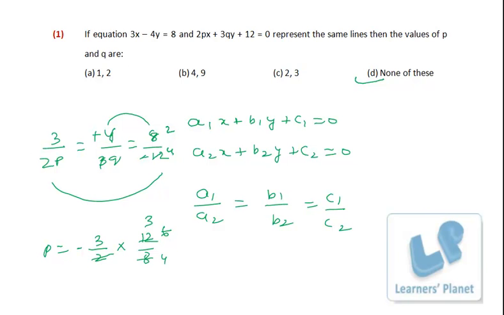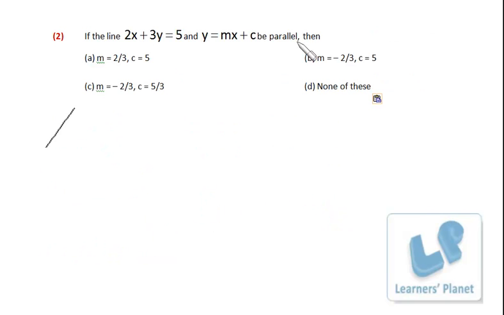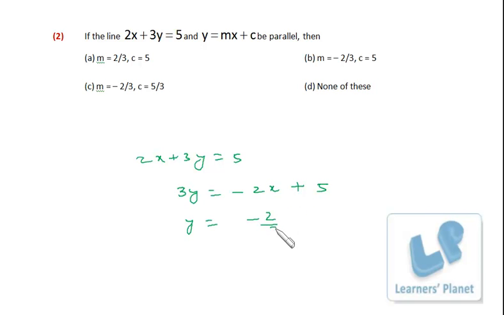Okay, pretty simple. Now if the line this and this be parallel, then now if two lines are parallel, their slopes are equal, right? So first of all what we do, it's 2x plus 3y is equal to 5. So 3y is equal to minus 2x plus 5. So y is equal to minus 2 by 3x plus 5 by 3, right? So it is y is equal to mx plus c format. So m, that is slope of this line, is minus 2 by 3. Okay, and slope of this line is m. If these two lines are parallel, then slope should be same. So m should be minus 2 by 3, right?